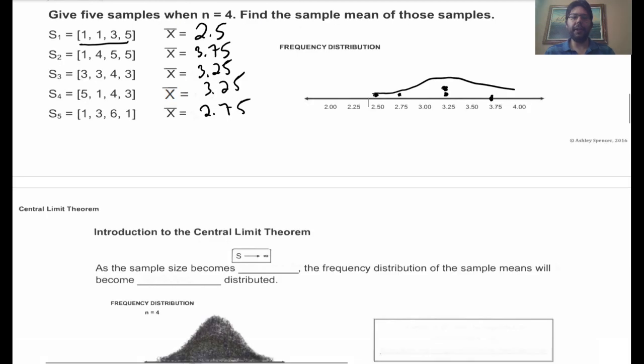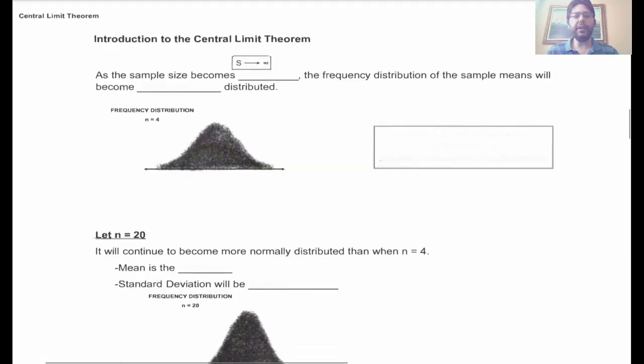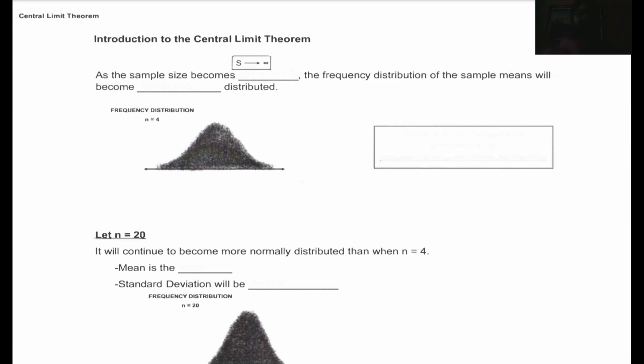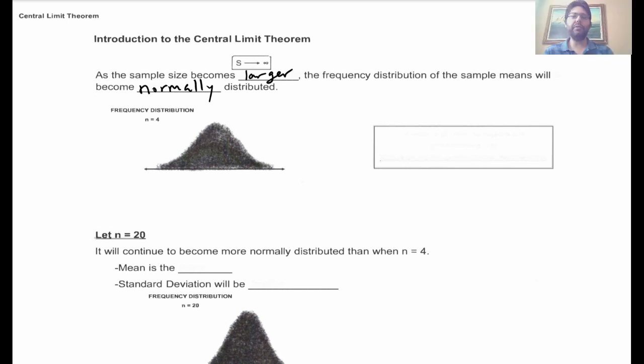So this is basically the central limit theorem. As the sample size becomes larger, the frequency distribution of the sample means will become normally distributed, which is what we were seeing firsthand. When we took the averages and plotted those sample means, that became a normal distribution, even though the original distribution wasn't normal.